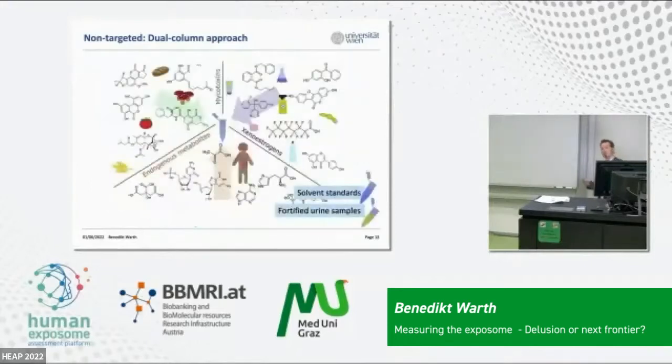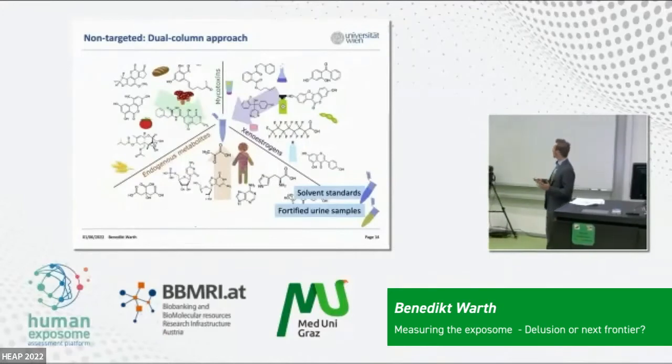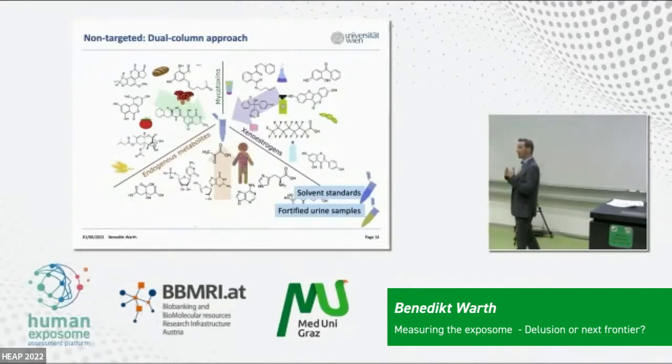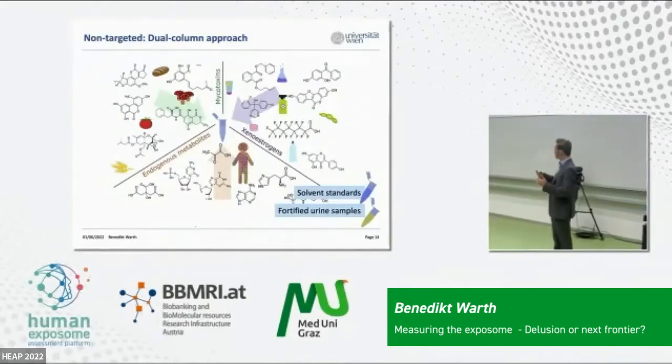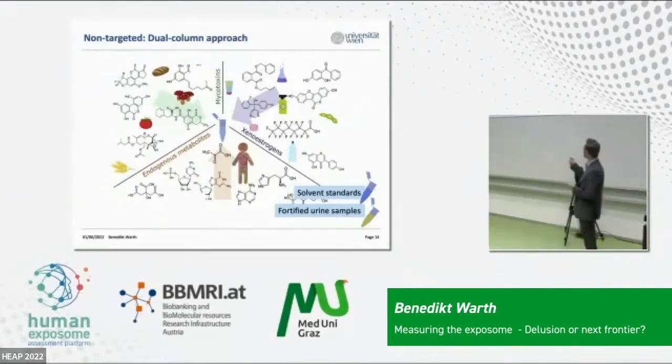And then we tested this method. I said it's very important for us to have high quality data, so we used more than 200 molecules where we had reference standards: over 100 endogenous metabolites, the metabolome to cover the biological pathways, and then also more than 100 xenobiotics.